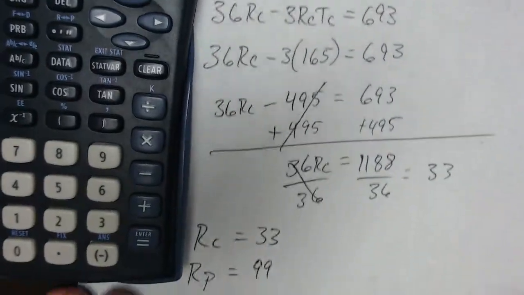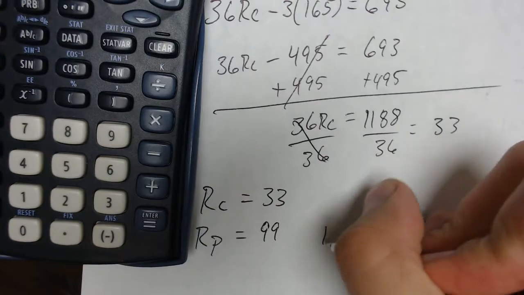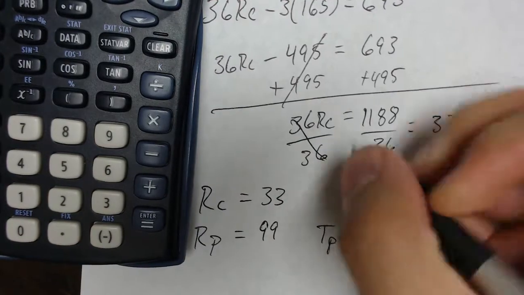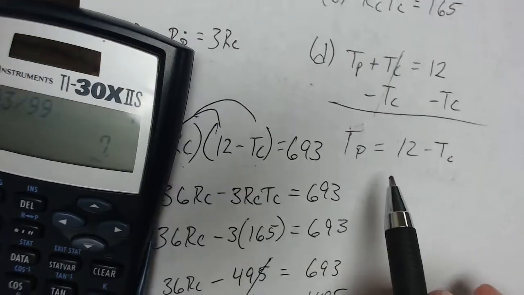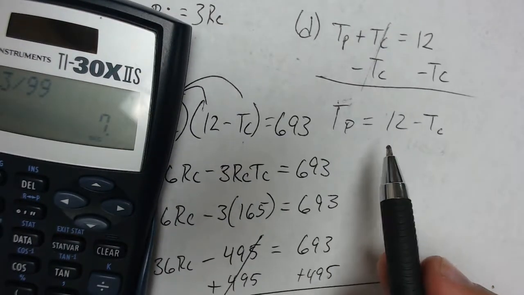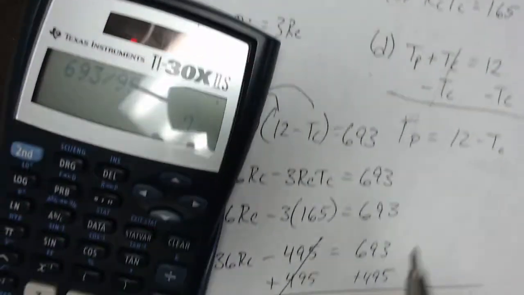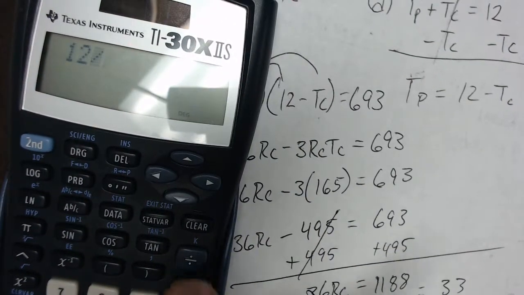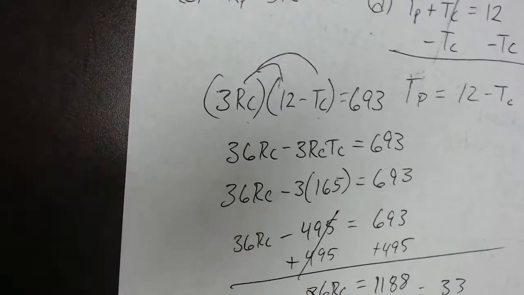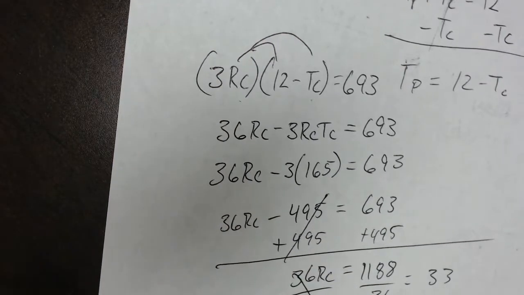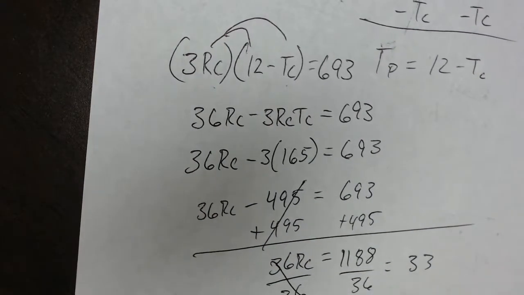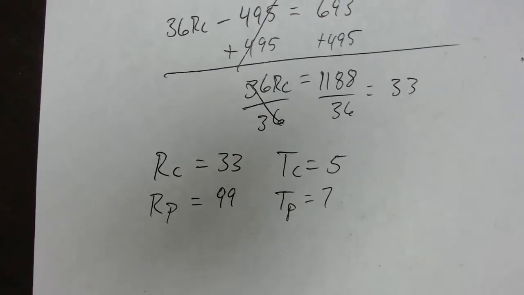I'll go and write that back down here by my answers. All that's left now is time of C, which I can find because time of P plus time of C equals 12. So if I take 12 minus 7, I get 5. So time of C is 5. That's advanced substitution in a nutshell.